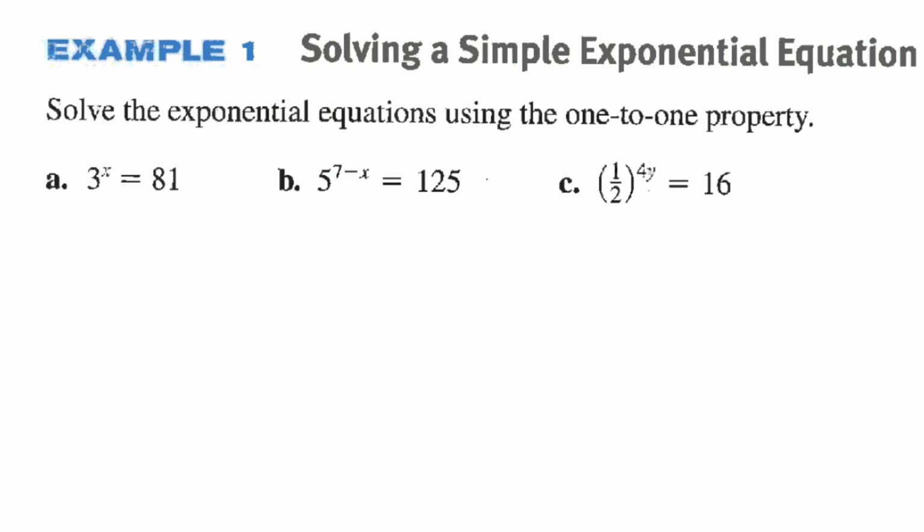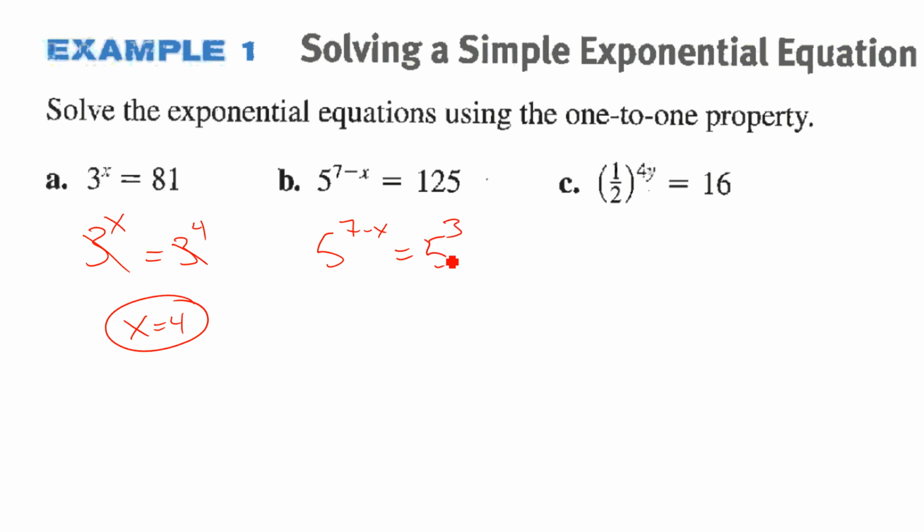All right. So the first one is the simple one, where we can get the same base. So 3 to the x equals 81. Can we rewrite 81 as 3 to the something? Well, 81 is 3 to the 4th power. So the 3's cancel out, and x equals 4. Next, 5 to the 7 minus x equals 125, and 125 is 5 to the 3rd power. The 5's cancel out. 7 minus x equals 3. So we'll subtract 3 from both sides and add x to both sides, and we'll end up with x equals 4.